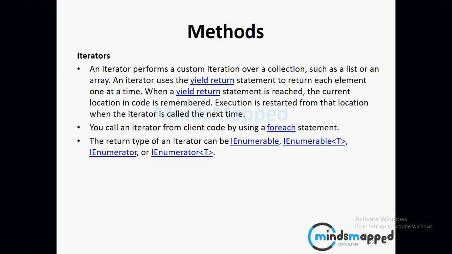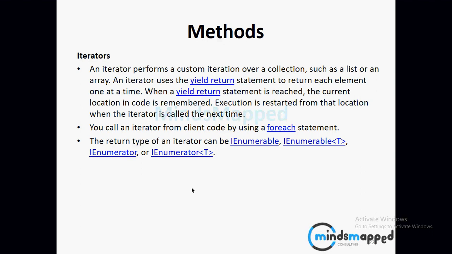So an iterator performs a custom iteration over a collection, right? You want to perform on a collection like 2 raised to power up to 8, 2 raised to power up to 10. In that location, we normally use the iterator statement, right? An iterator uses the yield return statement to return each element one at a time. So at a time we do 2 raised to power 1, 2 raised to power 2, 2 raised to power 3, something like that. When a yield return statement is reached, the current location in the code is remembered, and execution is restarted from that location when the iteration is called the next time.